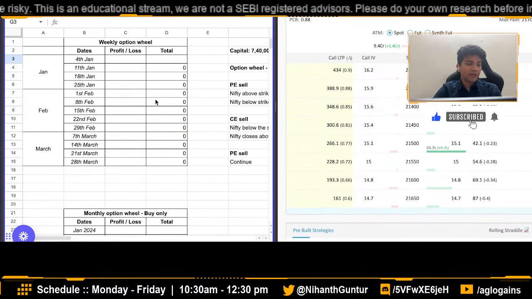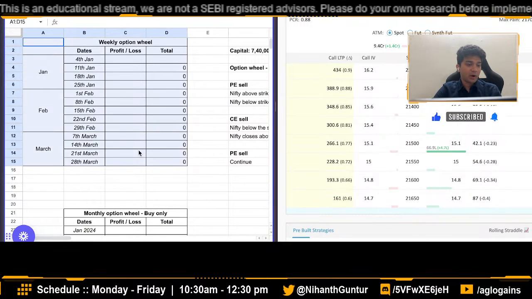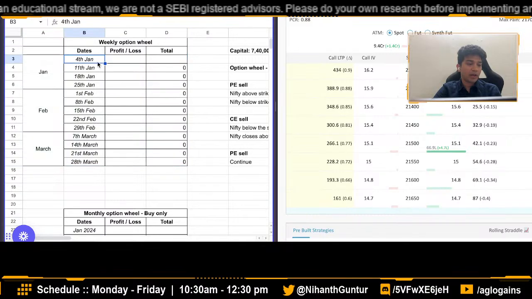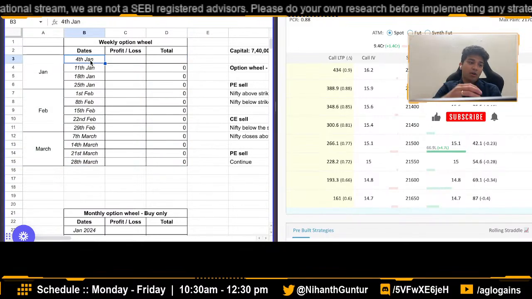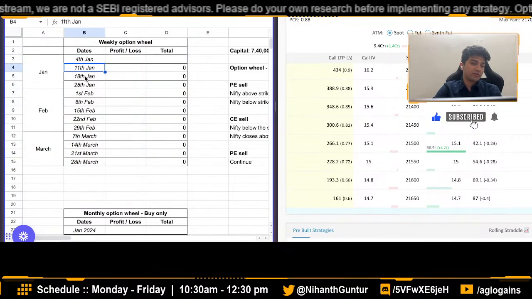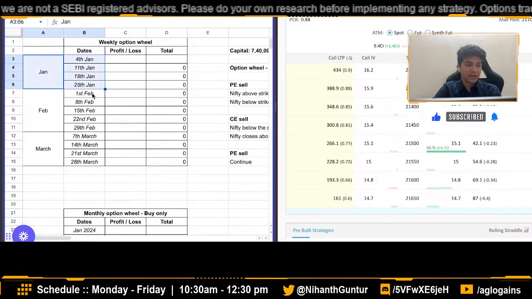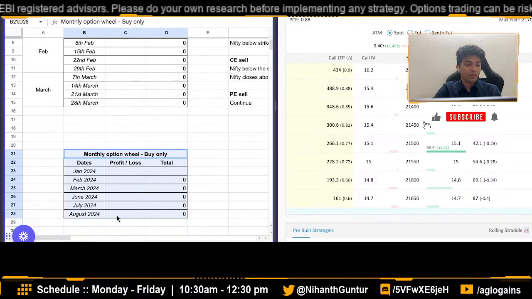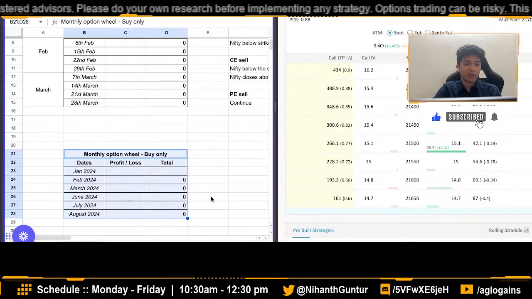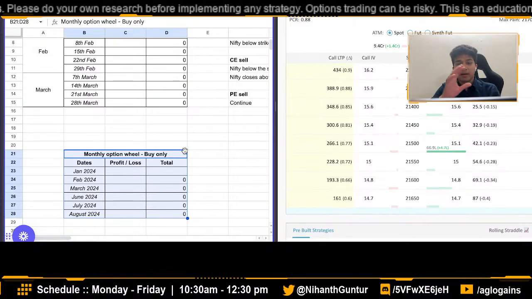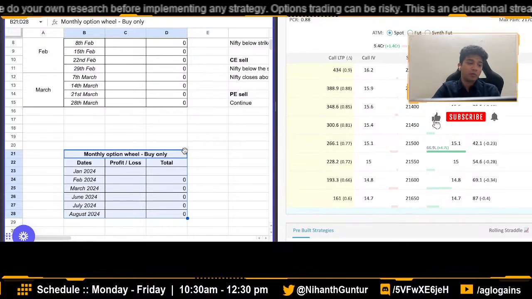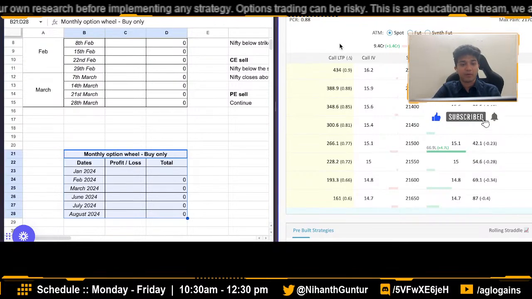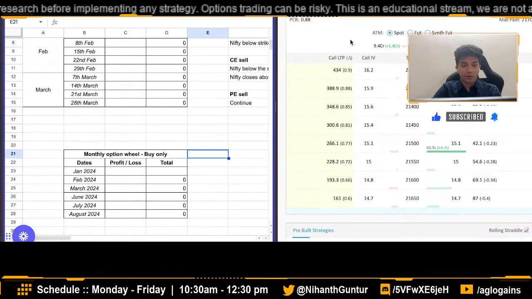Okay. So what I've done here is I have created a small Excel where we can look at some backtests on 4th of January, 11th of January. These are basically weekly expiries, February and March. We will also do the same for the monthly option wheel. I will show you what that is. And then we can compare, make some notes and see what works and what are our inferences from that. Okay. Perfect, guys. So let's get started.